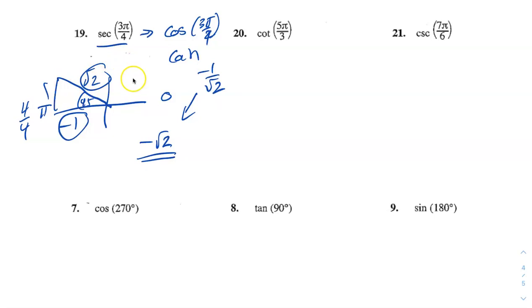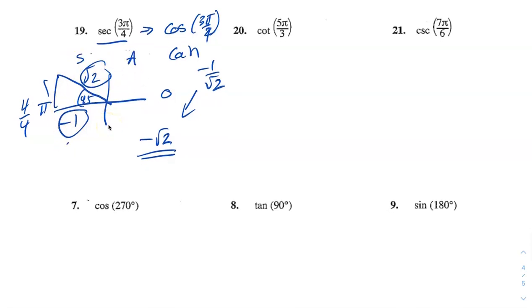Again, another way to do the signs, if you want, is All Students Take Calculus. And only sine is positive in quadrant 2. So we're doing cosine essentially, so it's negative.